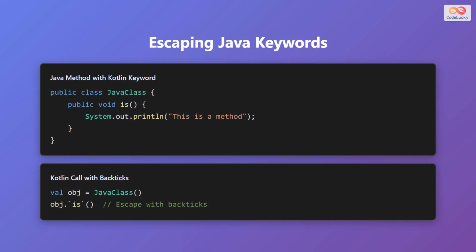Sometimes, Java code may use method names that are keywords in Kotlin, such as is, object, or when. Since these are reserved words in Kotlin, you cannot use them directly. However, Kotlin provides a solution. You can escape these names using backticks. For example, if a Java class has a method called is, which is a valid identifier in Java but a keyword in Kotlin, you can call it from Kotlin by wrapping the method name in backticks. So instead of calling object.is, you write object.`is`. This escape mechanism allows you to call any Java method, even if its name conflicts with Kotlin keywords, ensuring complete interoperability.